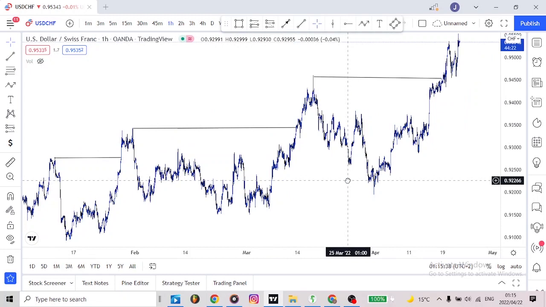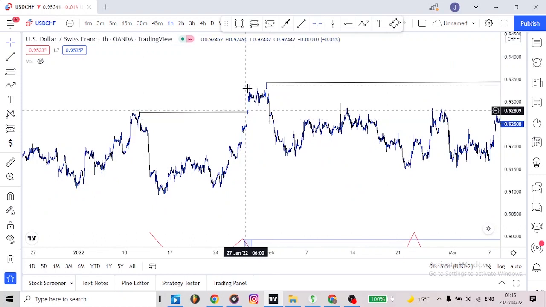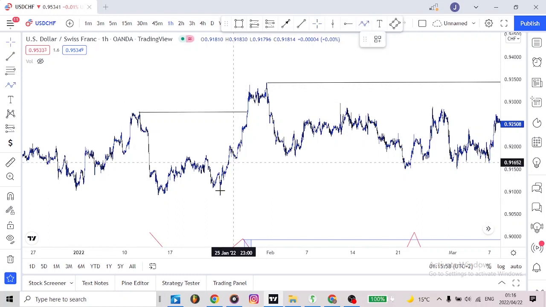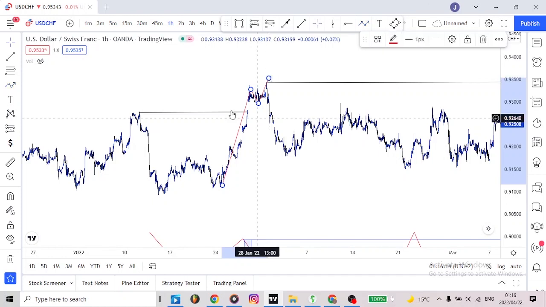Okay, here's the example. Here's a perfect example. Here we broke structure to the upside. And then after breaking structure, we broke structure to the upside, and then we had a small pullback, and then we had another break of structure to the upside. But you can see that the pullback is just a minor pullback. It didn't even retrace to at least 50% of the zone.